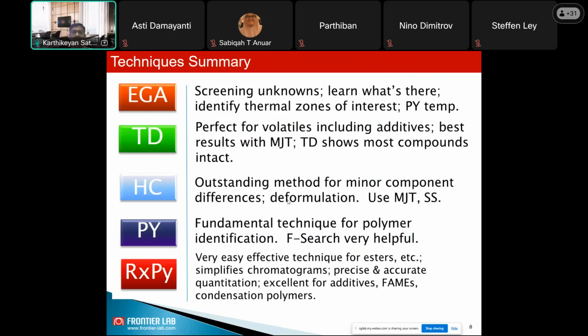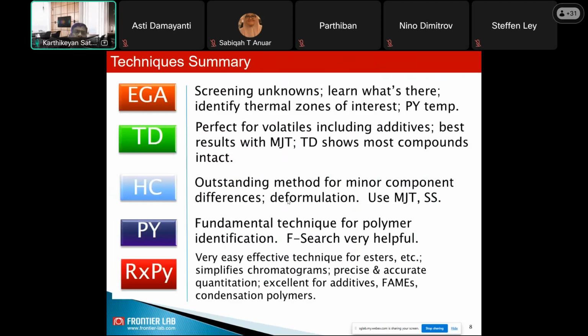The hot cut technique is an outstanding method for minor component analysis, particularly in failure analysis or deformulation. Again, the use of a microjet cryo trap and selective sampler is required to collect these samples at different temperature zones or ranges. And pyrolysis is nothing but fast pyrolysis or flash pyrolysis, which is the fundamental technique for polymer identification. And F-Search is our proprietary software that will help you analyze unknown polymer samples.